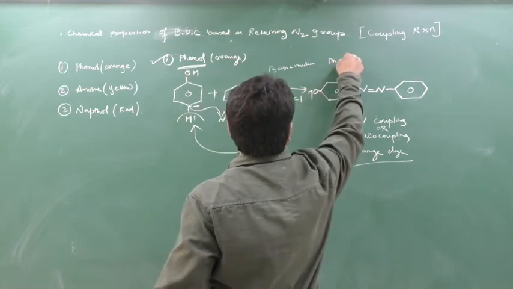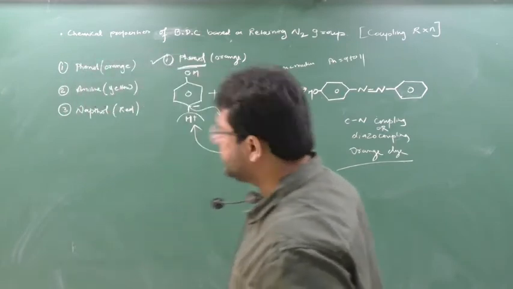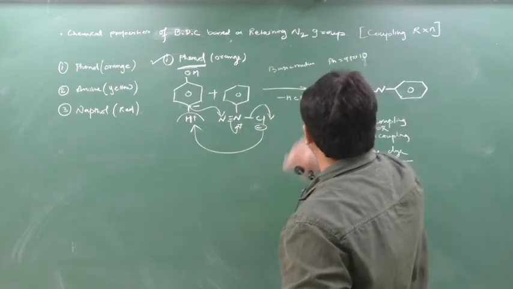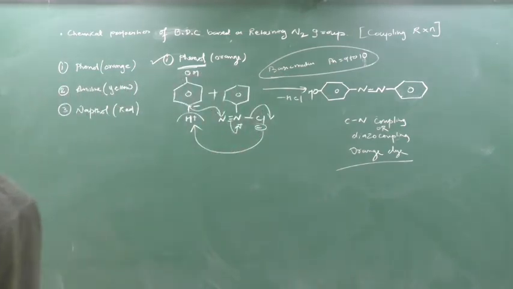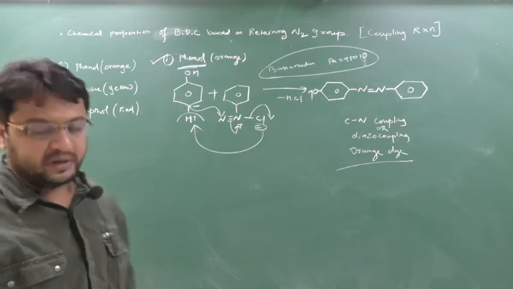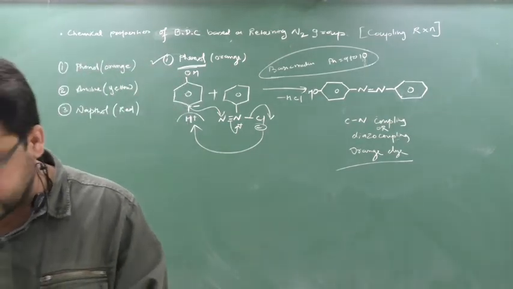The pH is maintained between 9 to 10. This is also a very important MCQ. So the diazo coupling is done in the presence of a basic medium, maintaining the pH of the solution at 9 to 10. This you remember. So now we'll see its mechanism.